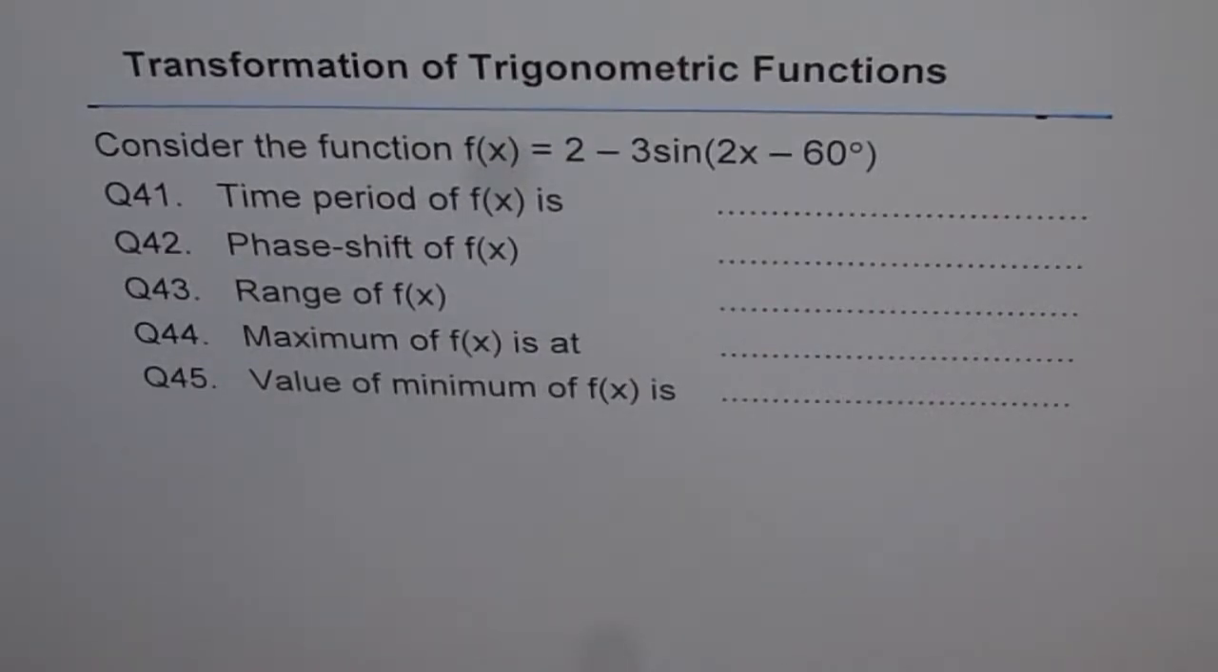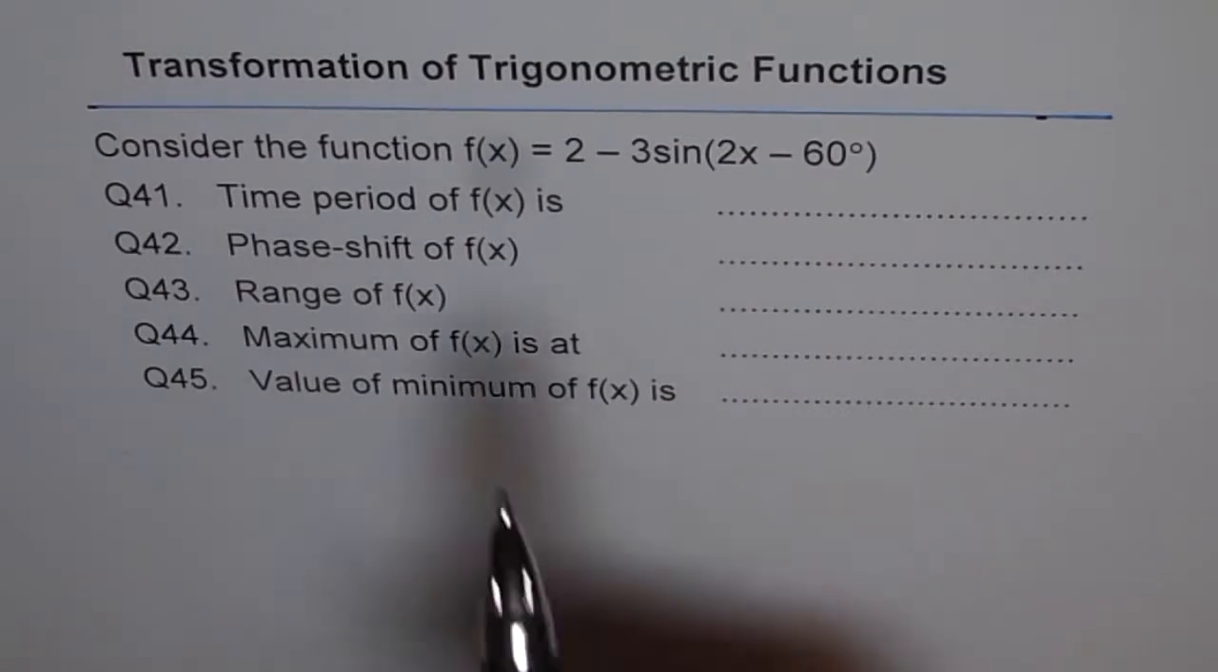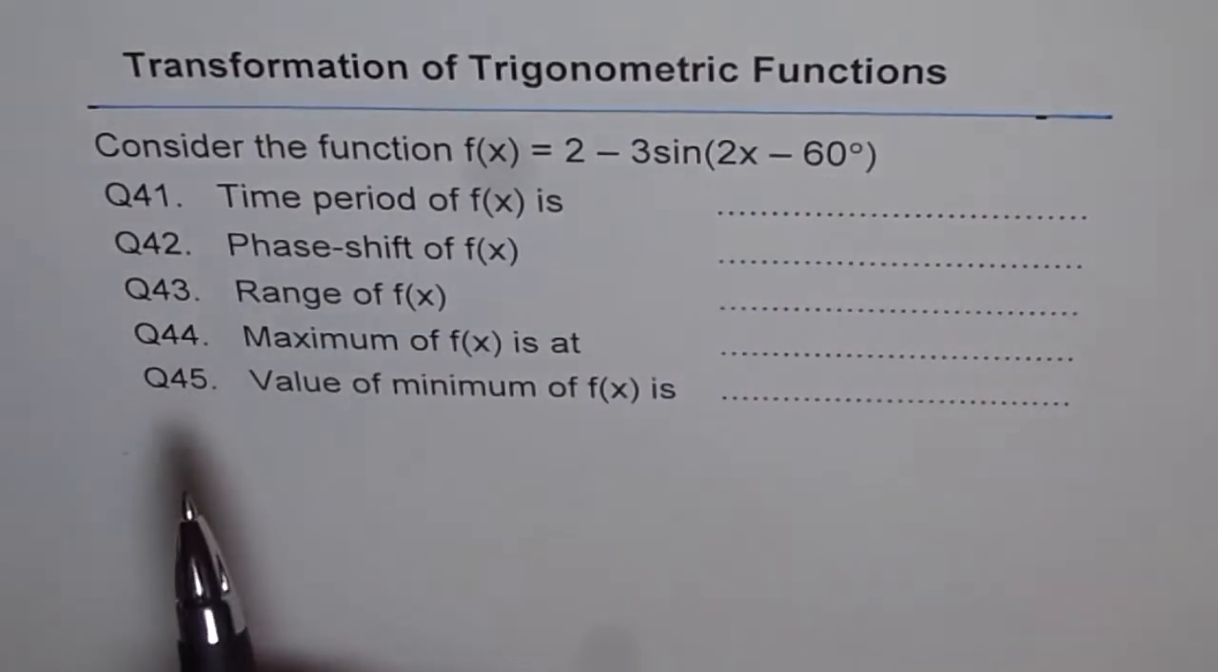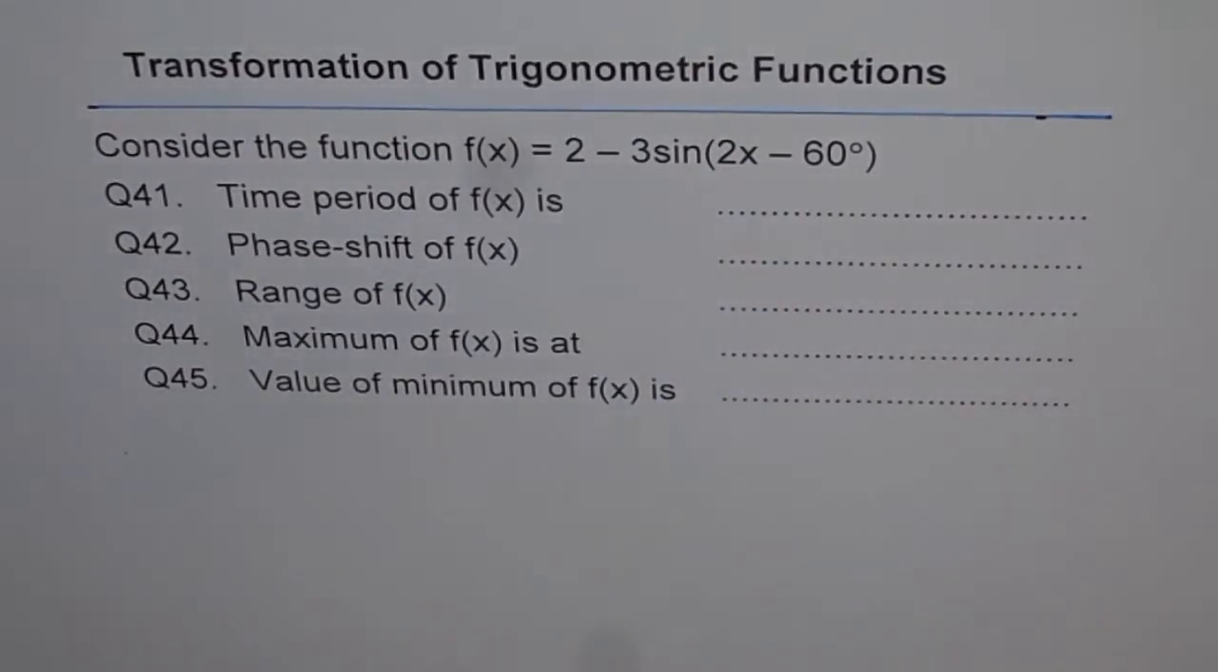Transformation of trigonometric functions. Consider the function f of x equals 2 minus 3 sine (2x minus 60 degrees). I would like you to take this as a test and do all these problems on your own. So stop the video now. Once you have written down your answers, then look into my solutions.